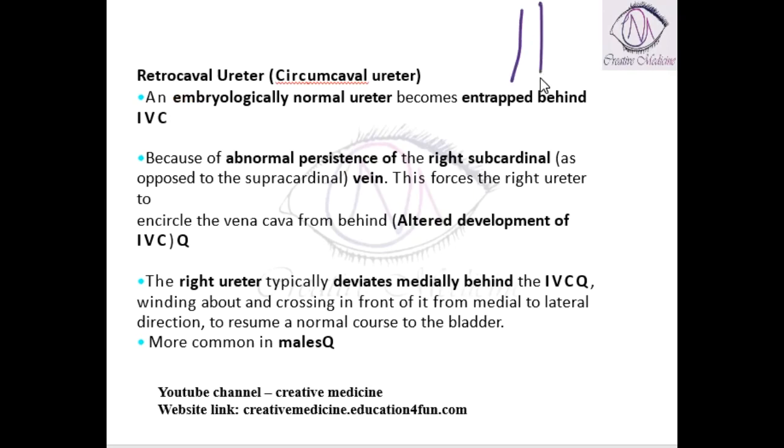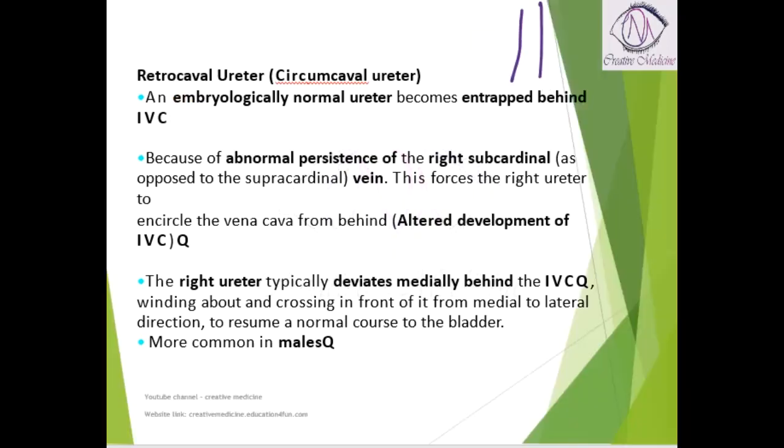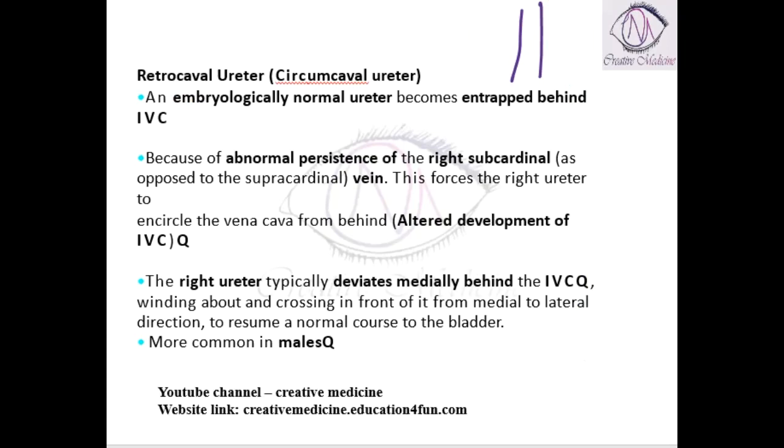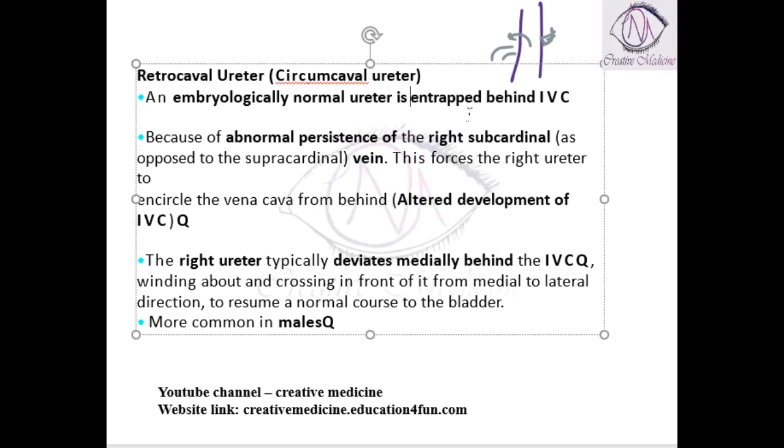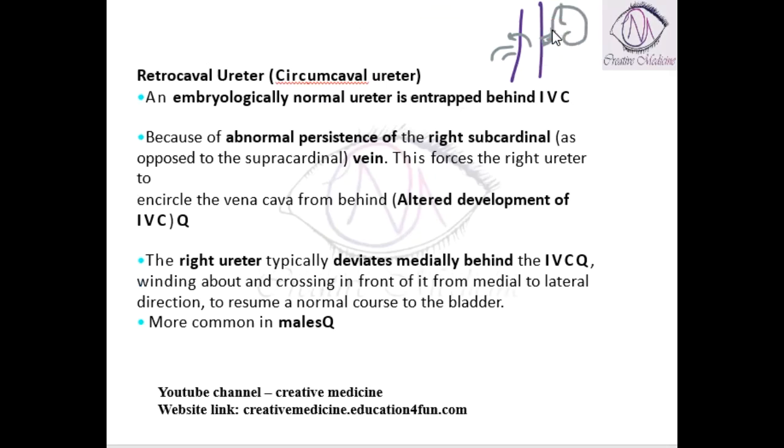That is, this is the inferior vena cava. Now the normal ureter which is there will get entrapped behind the inferior vena cava, like this. That is, this inferior vena cava will compress the normal ureter. So when the normal ureter is compressed, this will result in hydronephrosis in the kidney in the patient.